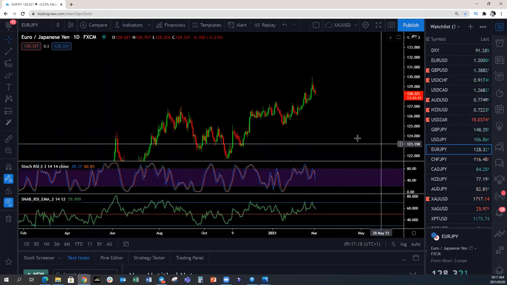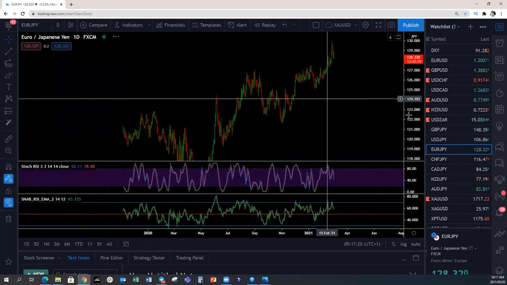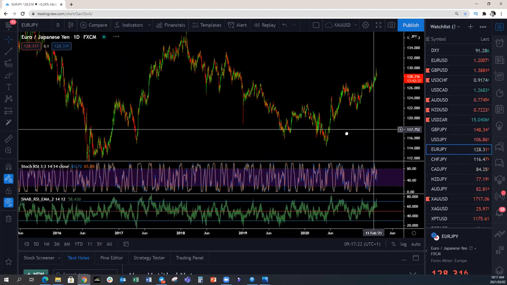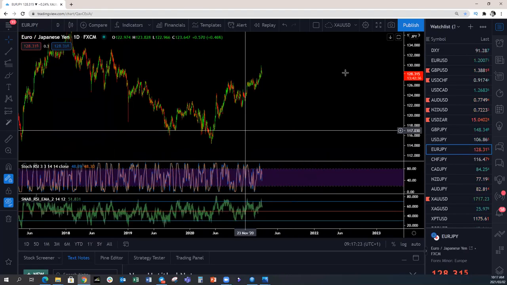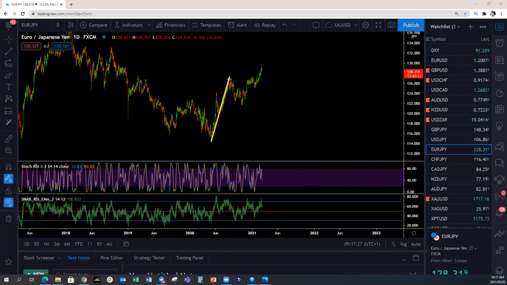Euro yen. Has it reached the end of the move? I showed this one in detail on Sunday. Has it reached the end of the move here in 3 waves? 3 waves up, 3 waves back, and 3 waves to the upside. This is still a shorter leg. What we were expecting was for this to push a little bit higher to around these levels.